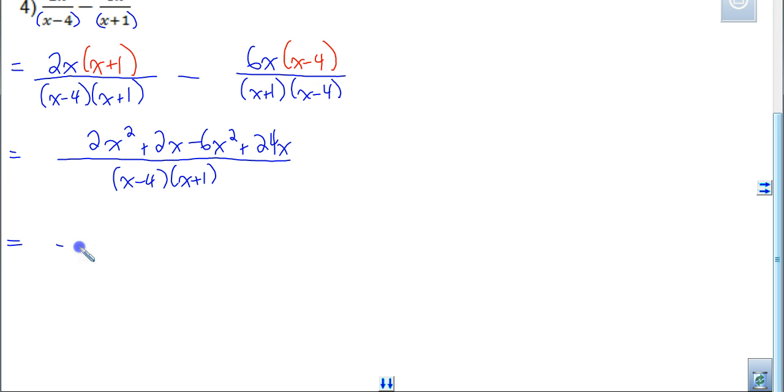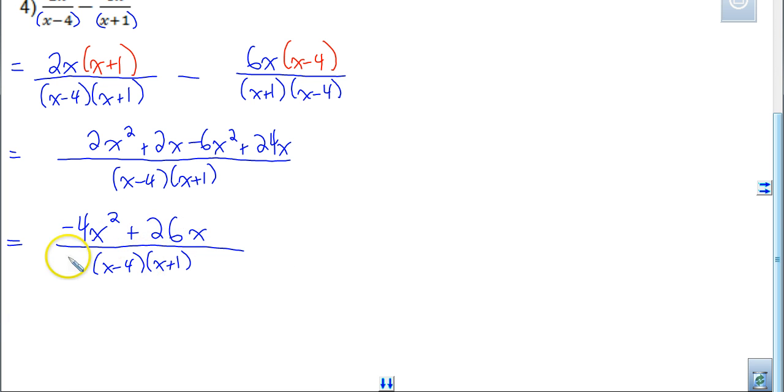Alright, and collecting like terms now. So I have my denominator of x minus 4 times x plus 1. 2x squared minus 6x squared is minus 4x squared. 2x plus 24x is plus 26x.